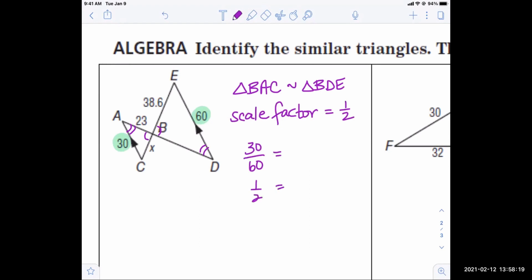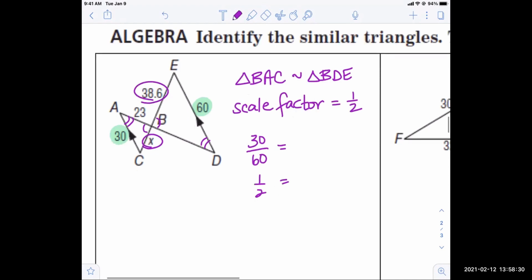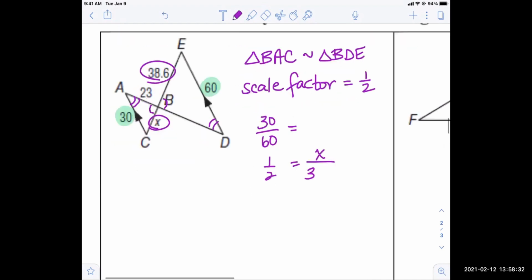What's the other part of the proportion? Nick? X over 38.6. Now, X is across from the double marked angle, and 38.6 is across from the double marked angle, right? So it'll be X over 38.6. So X should be what? If you can cross multiply, you can just kind of think about it. Are you dividing by 2 or multiplying by 2 on 38.6? You're dividing by 2, 19.3.